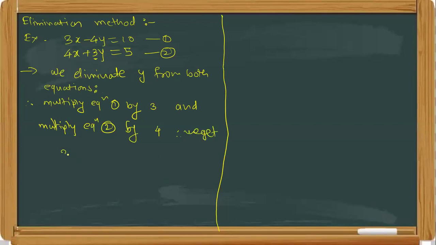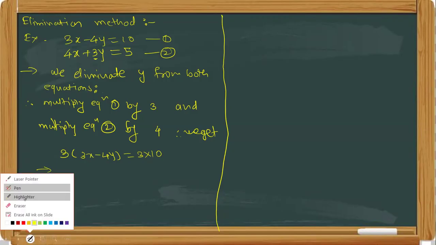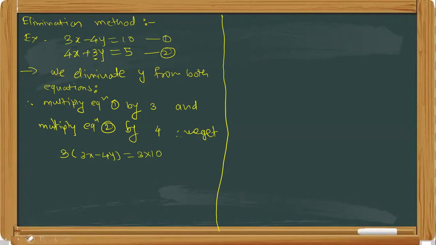Therefore we get what? Equation 1 by 3, so 3 into equation 1: 3x minus 4y equals 3 into 10 on both sides. Tell me the result of multiplication. 3 into 3x is 9x, minus 4 into 3, 12y, is equal to 30. Mark this as equation 3. Now, tell me the result of this: multiply equation 2 by 4.